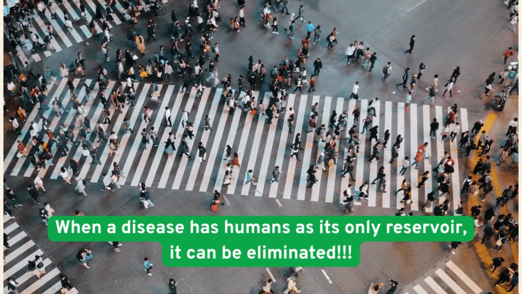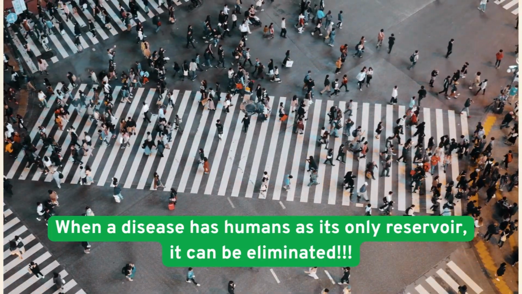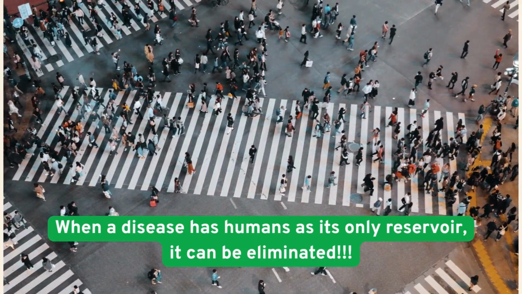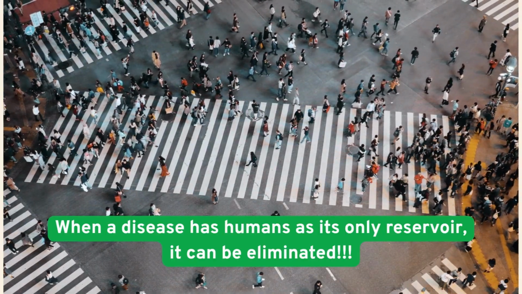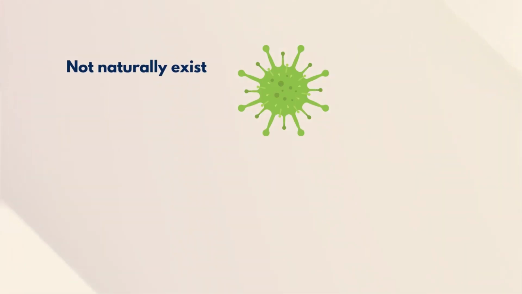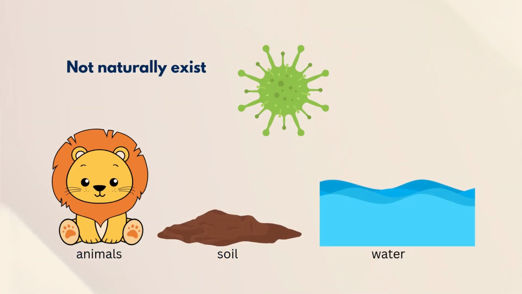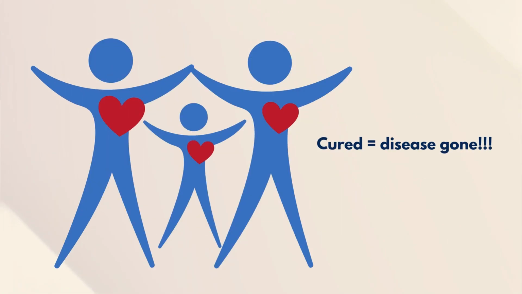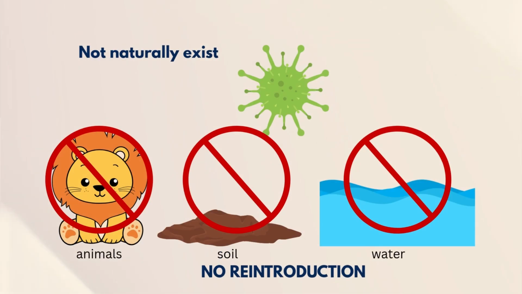Did you know that when a disease has humans as its only reservoir, it can be eliminated? It is a simple concept. It means that the disease-causing organism or pathogen only lives, multiplies, and exists in humans. It does not naturally exist in animals, soil, water, or other parts of the environment. So, if the last infected person is cured, then the disease is gone. No more reservoirs, no more hosts that can reintroduce the disease, so no more disease.